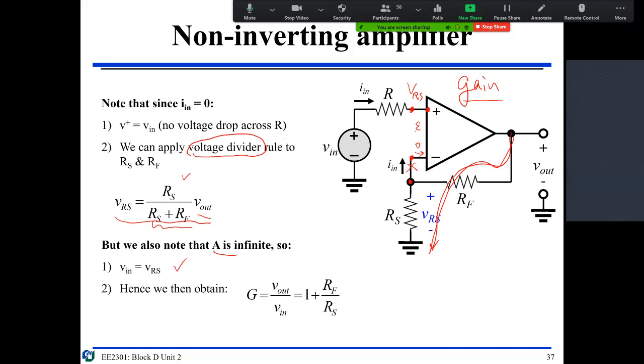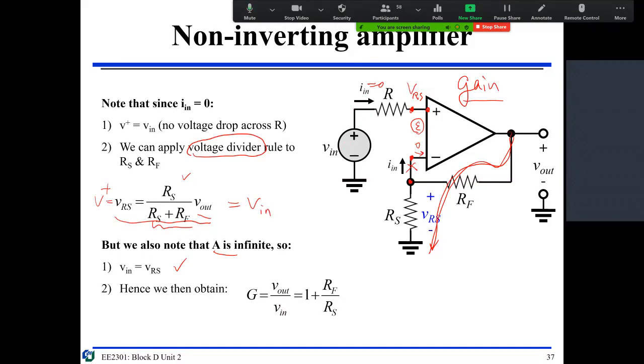So if this is not almost 0, then you will saturate your output. So that's not possible. We don't do that. So in other words, now we can do this. V out over V in. What is V in? V in is V plus, which is also VRS. So V out divided by V in. Because I in is also 0, VRS is V in. So this is actually equal to V in.